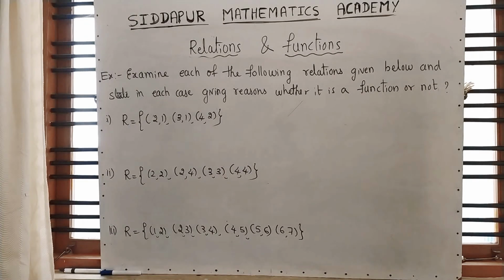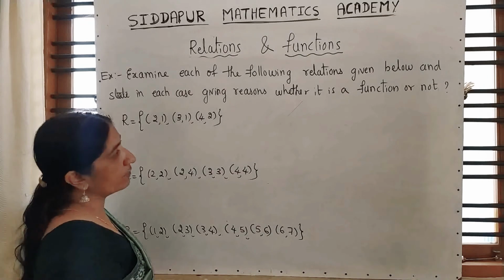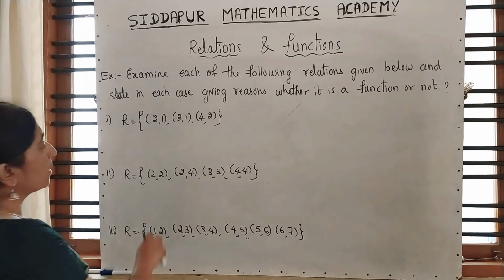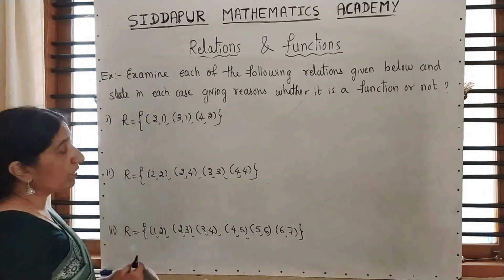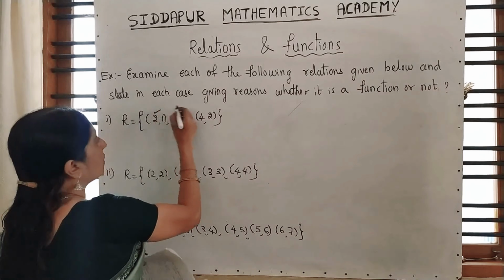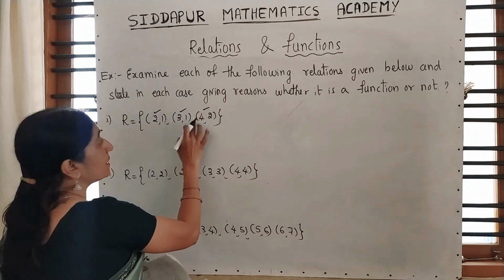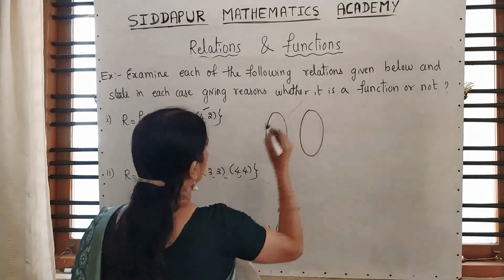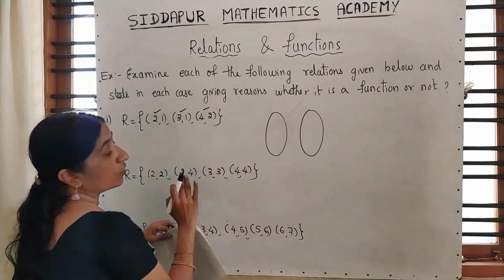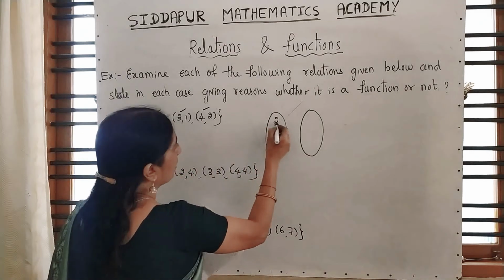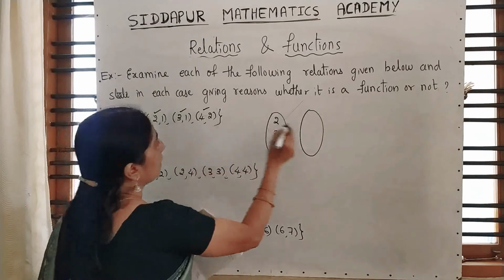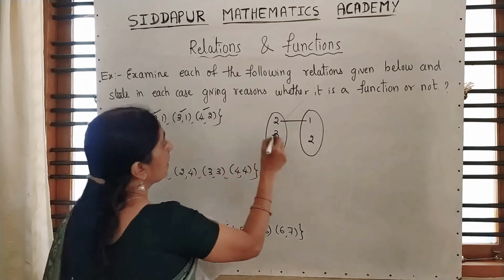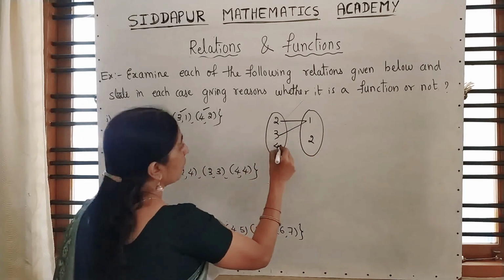See the next question. Examine each of the following relations given below and state in each case, giving reasons, whether it is a function or not. If you see only this, you cannot judge. If you draw the figure, all the first elements in the ordered pairs come in the first set, and second elements come in the second set. If they are repeated, don't write them twice. 2, 3, 4 in the first set. 1 is repeated, it is 1, 2. 2 is related with 1 and 3 is related with 1. 4 is related with 2.